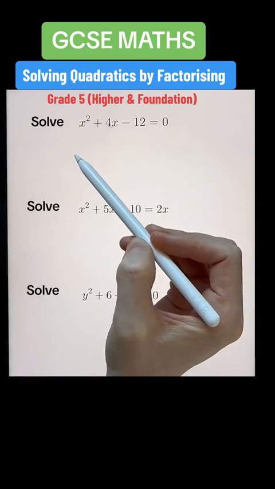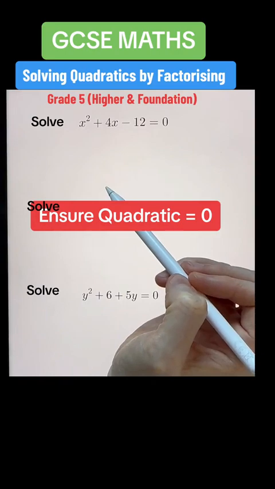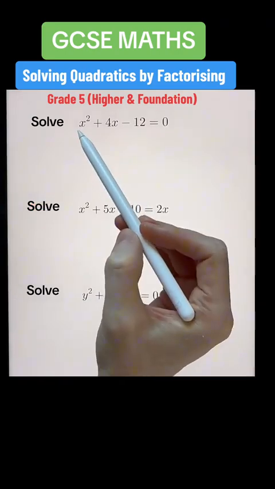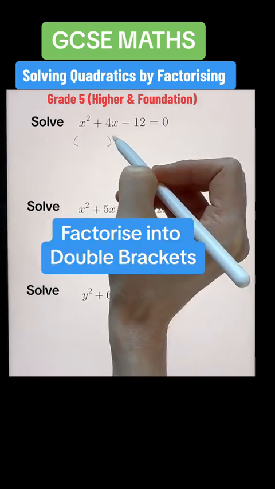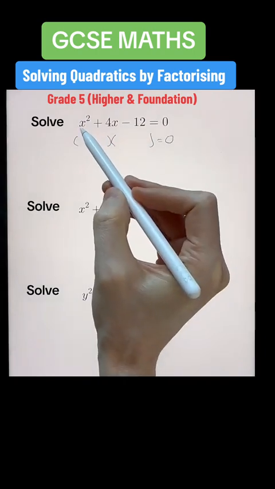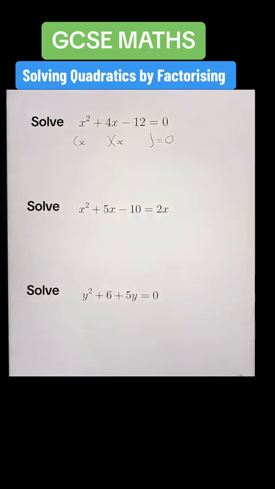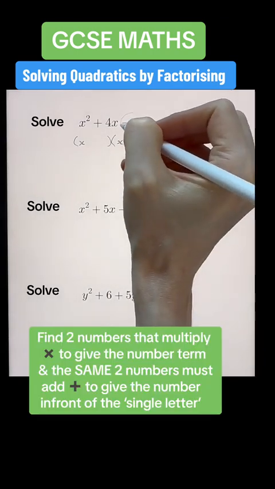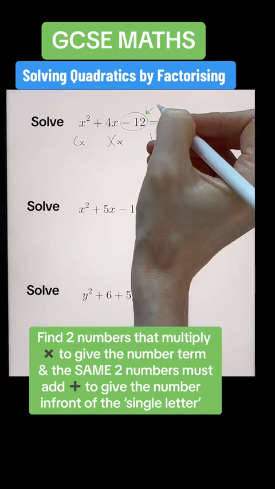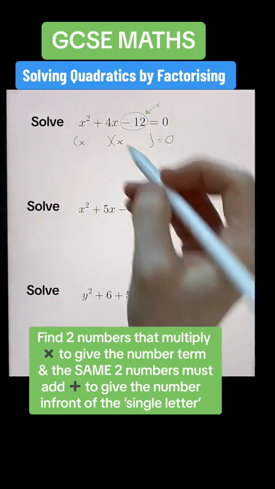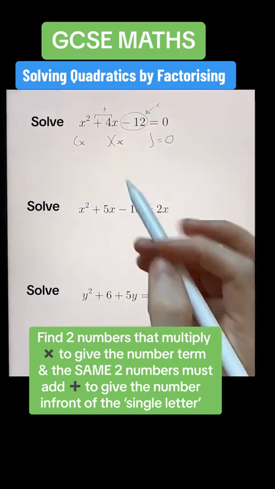When solving a quadratic, my first step is to ensure my quadratic is equal to 0. As I have three terms, a quadratic in terms of x, I'm going to start by factorising into what we call double brackets. As my quadratic starts x squared, each bracket will start with a single x. My rule is I need to find two numbers that multiply together to give us the number term, in this case negative 12, and the same two numbers must still add to give us the number in front of the single letter, which in this case is positive 4.